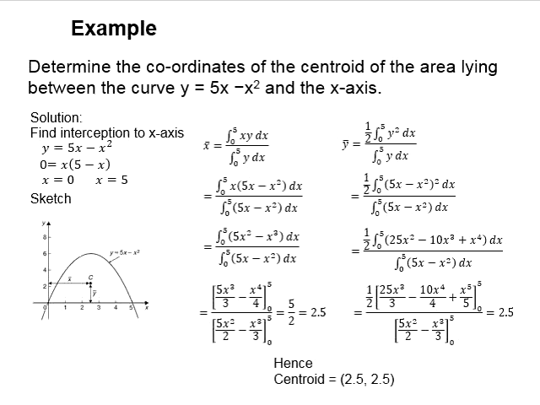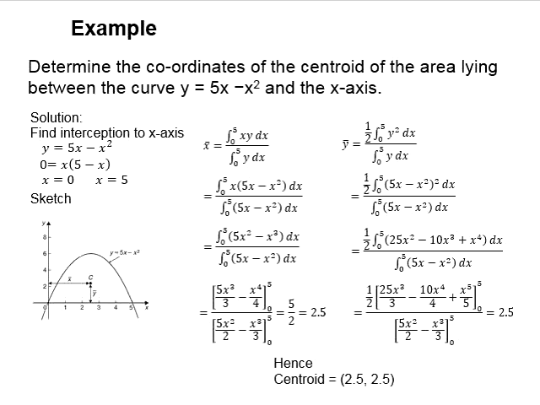Let us try another example to determine the coordinate of the centroid of an area. We are given a function y equals 5x minus x squared, and the area of interest is between the curve and the x-axis. The boundary conditions are not given, but you know that they will be governed by the intersections of the function with the x-axis.